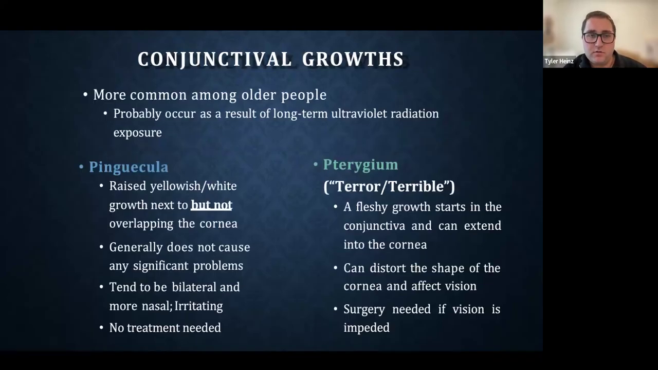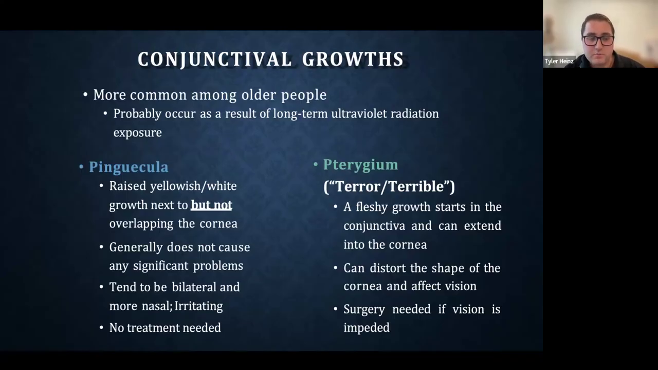So, conjunctival growths. Of course, these are going to be more common among older people. As you age, you start to develop more things. And the reason that it's more common in the elderly is because it's most likely, we're not positive, but we're pretty sure that it's a result of long-term UV radiation.